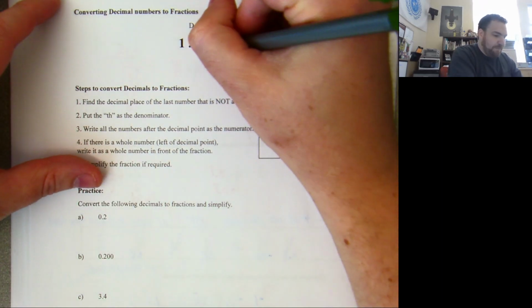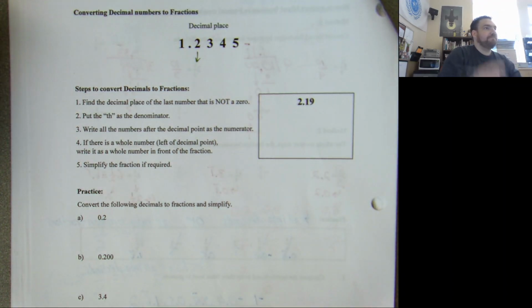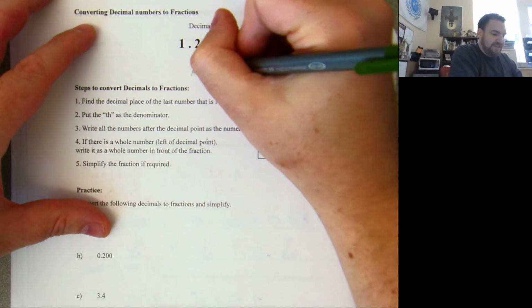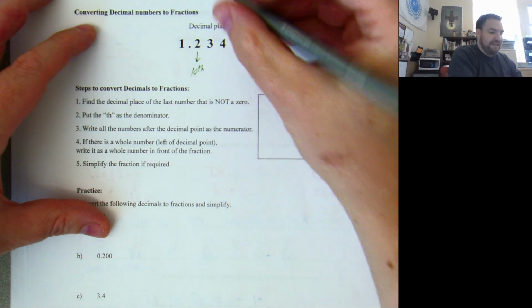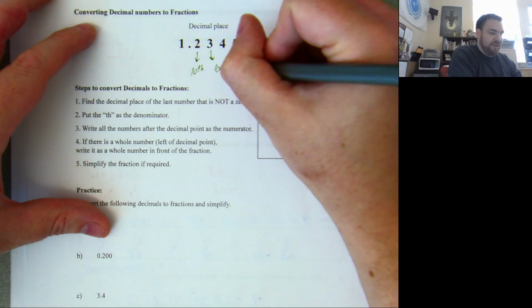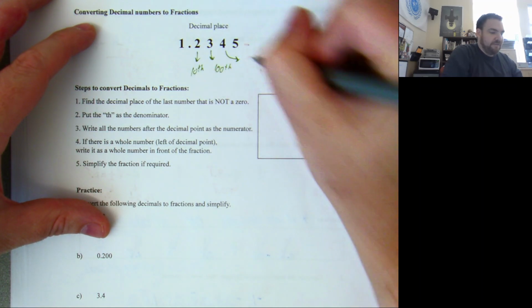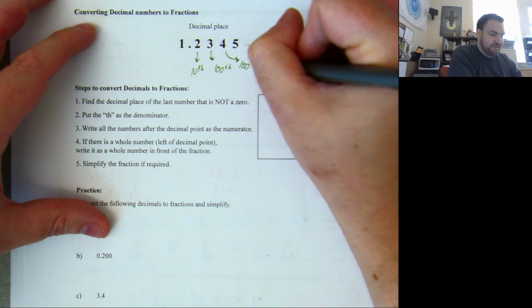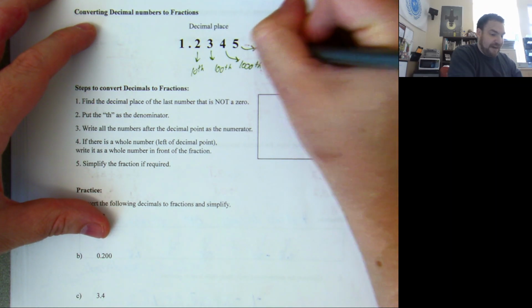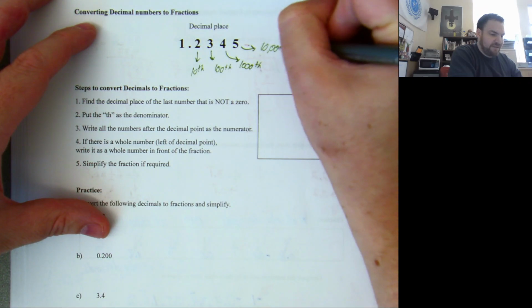The 2 is in what spot? Yeah, we got tenths. The 3 is in? Thank you. The 4 is in? The thousandths. Yes, and the 5 is in the 10,000ths.